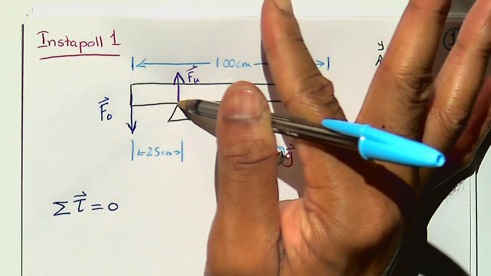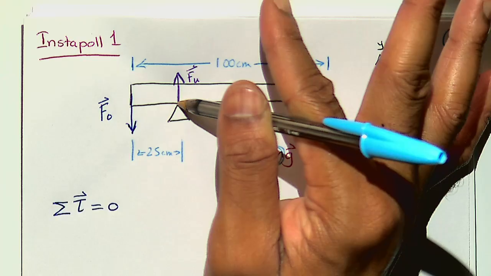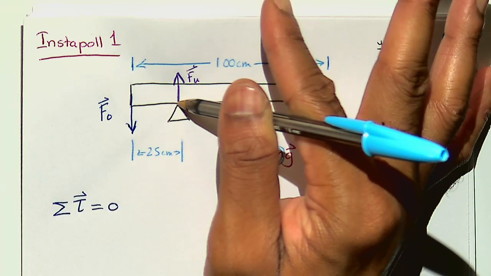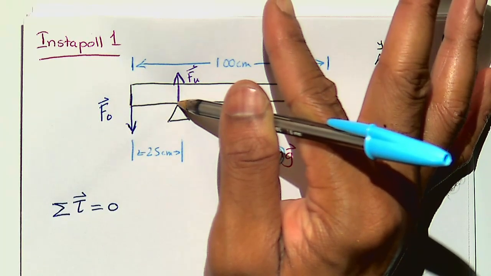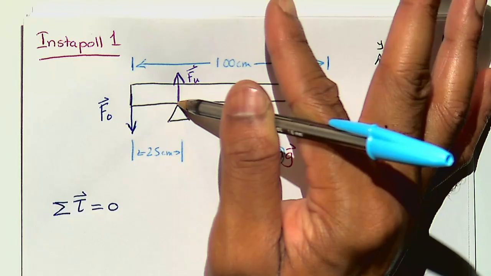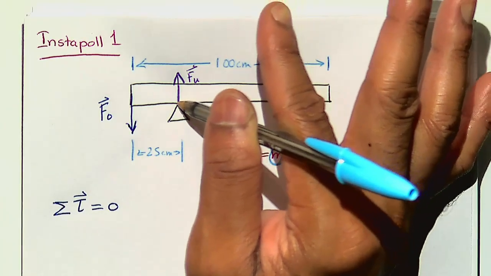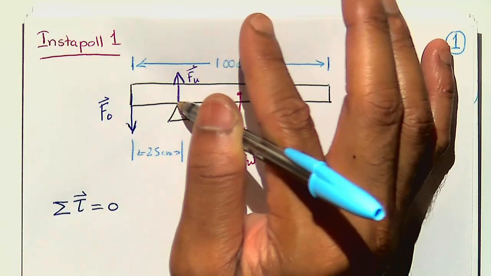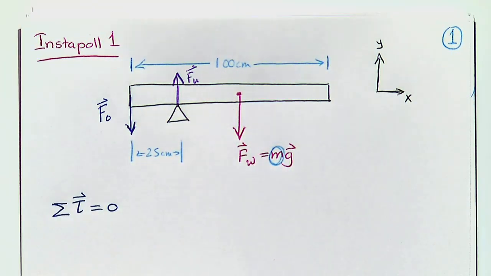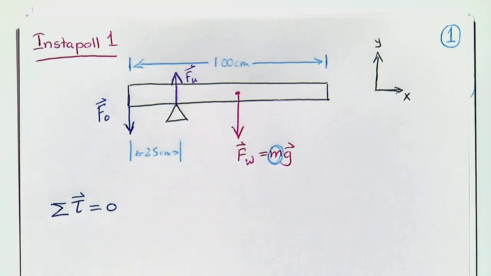Right? If you choose this point as your point for torque calculations, then that force itself won't come into this, right? Because it has no distance. That force has no distance from the point that you're trying to calculate torque, right? I don't want to say point of rotation because it's not that limited. Okay, so let's go one at a time.